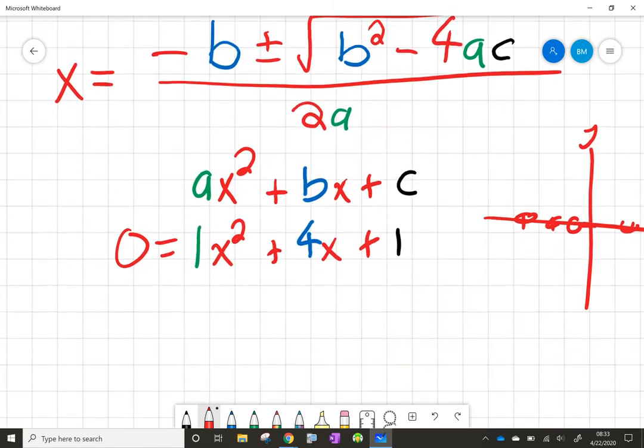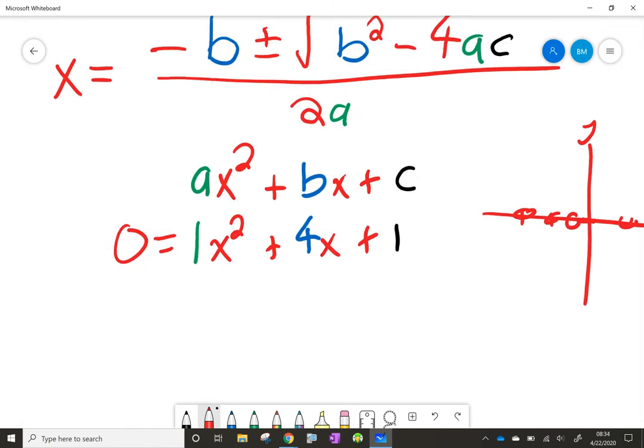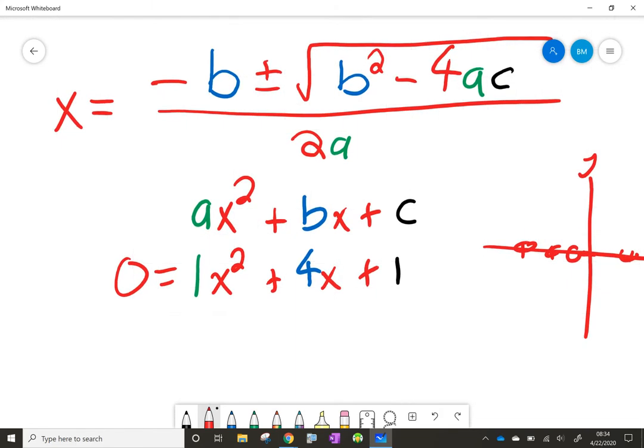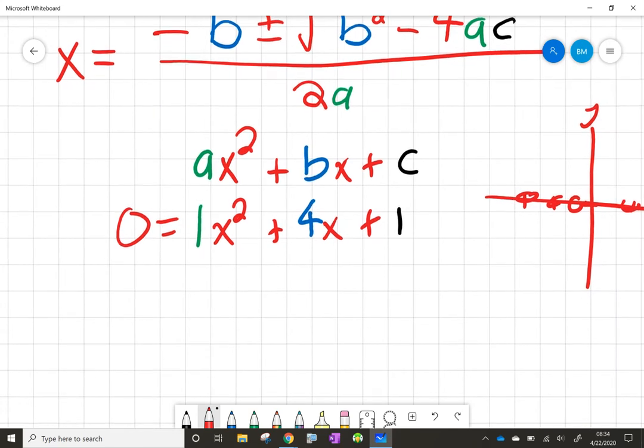So what we want to do right off the bat is establish what the a, b, c are, of course, so that we can plug it into our formula. Now I've already done that because I've color-coded it, so a is 1, b is 4, and c is also 1. And now I'm simply going to try and plug that into my formula.